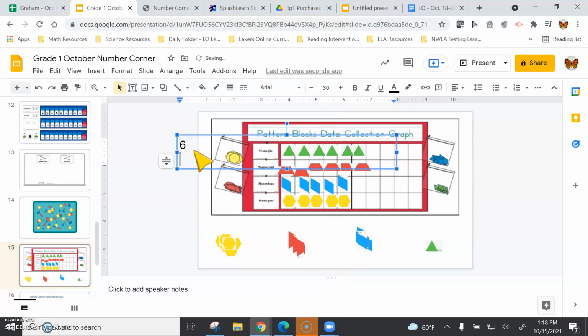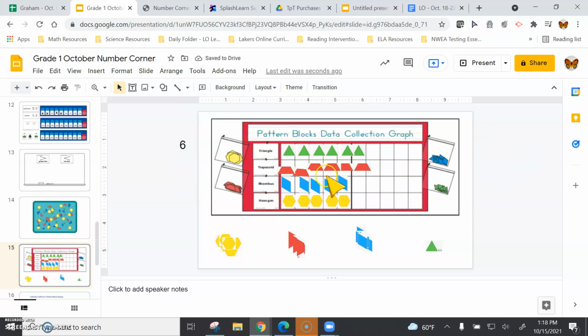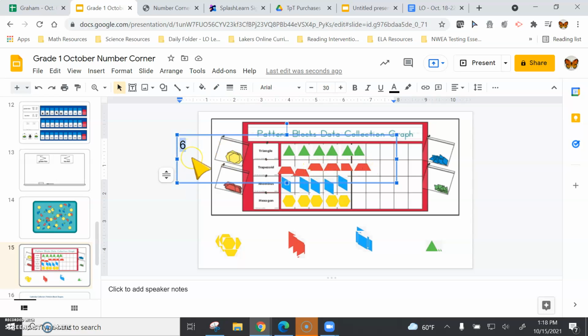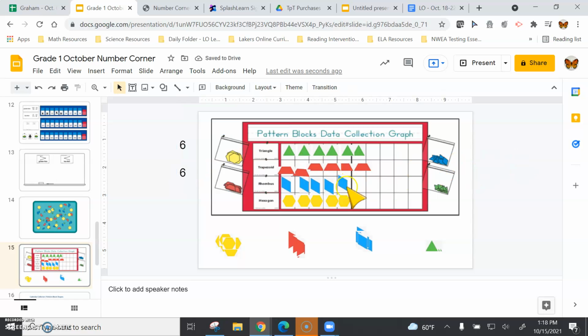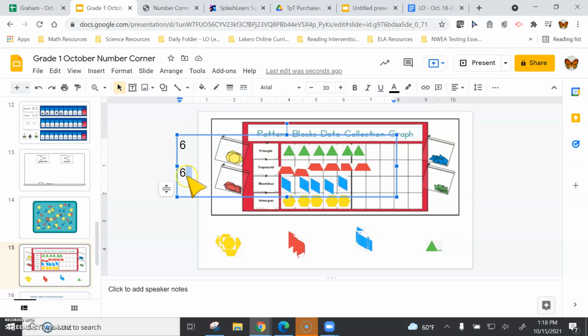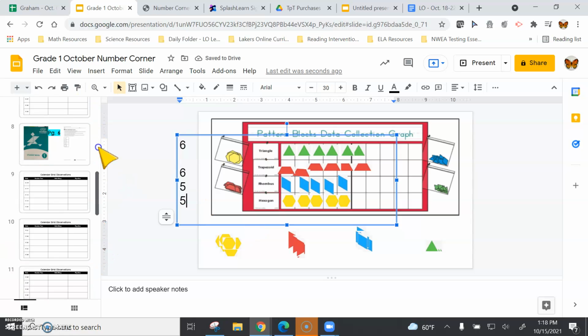6 triangles. Then we have, let's count our trapezoids. 1, 2, 3, 4, 5, 6 trapezoids. Whoa, okay. 6 trapezoids. How many rhombuses do we have? 1, 2, 3, 4, 5. 5 rhombuses. Put the 5 there by the rhombuses. And let's count our hexagons. 1, 2, 3, 4, 5. 5 hexagons. Great job, All-Stars. Fantastic.